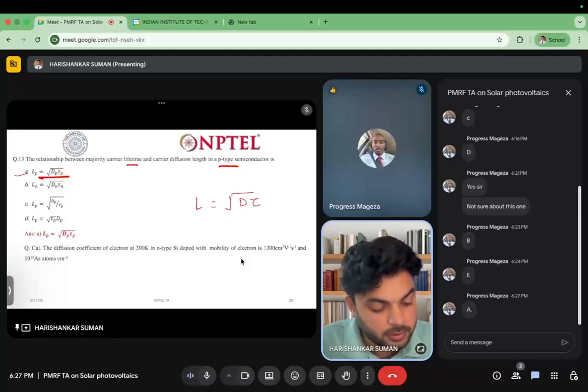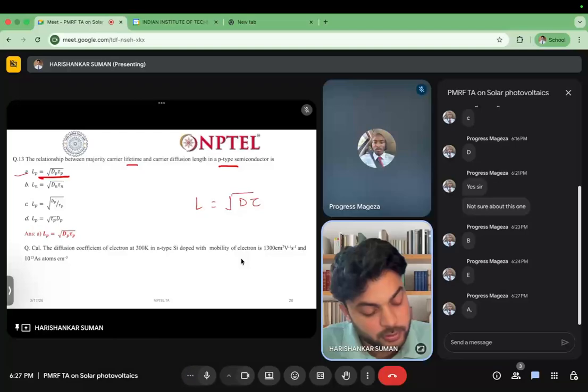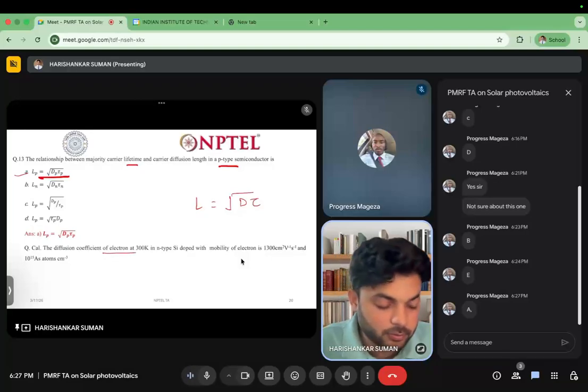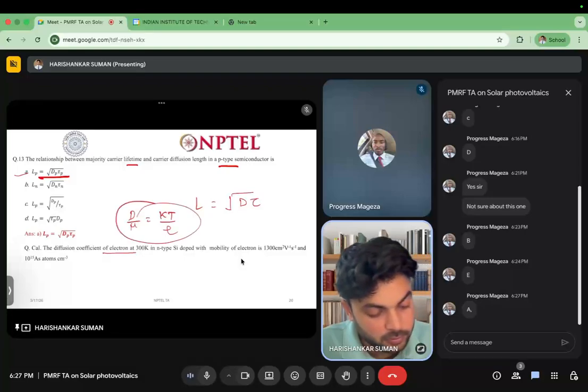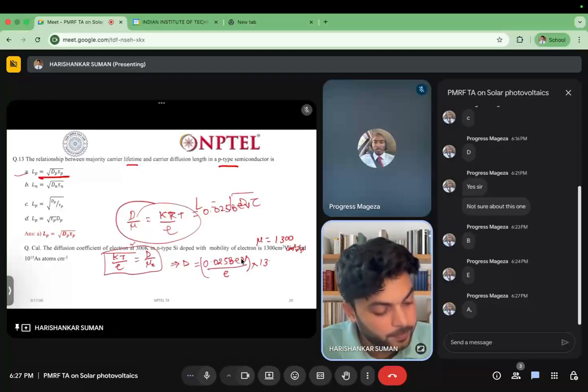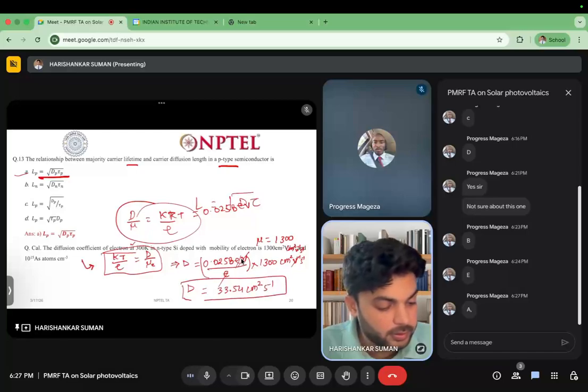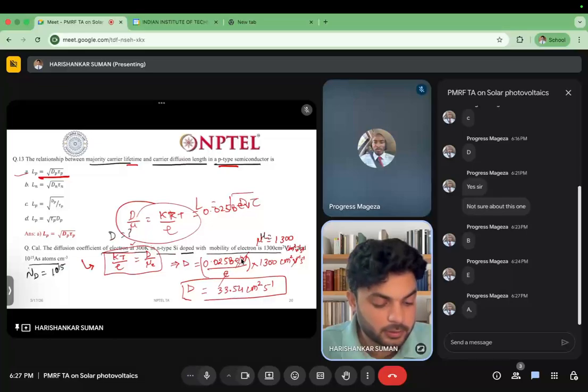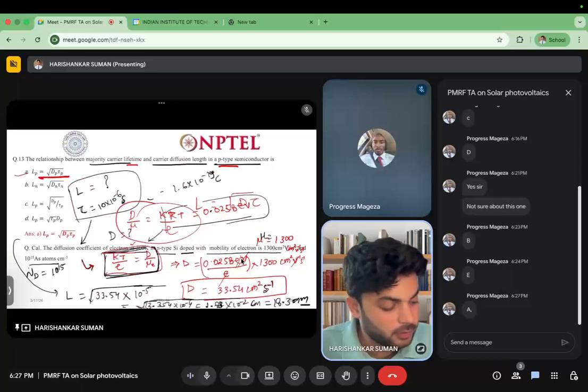If the question is given like that, you have to find the diffusion coefficient D. For that you apply the Einstein relation, kT by e, also, then you will get your answer. So the answer you will get is 18.3 mm.